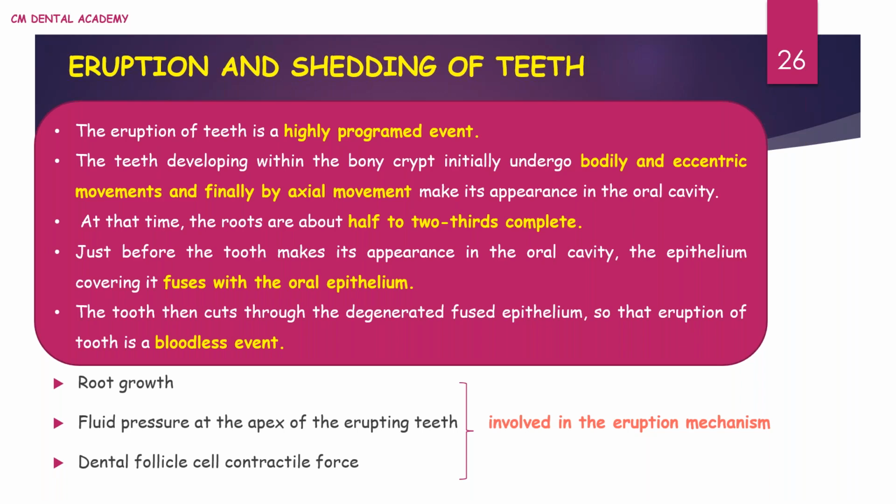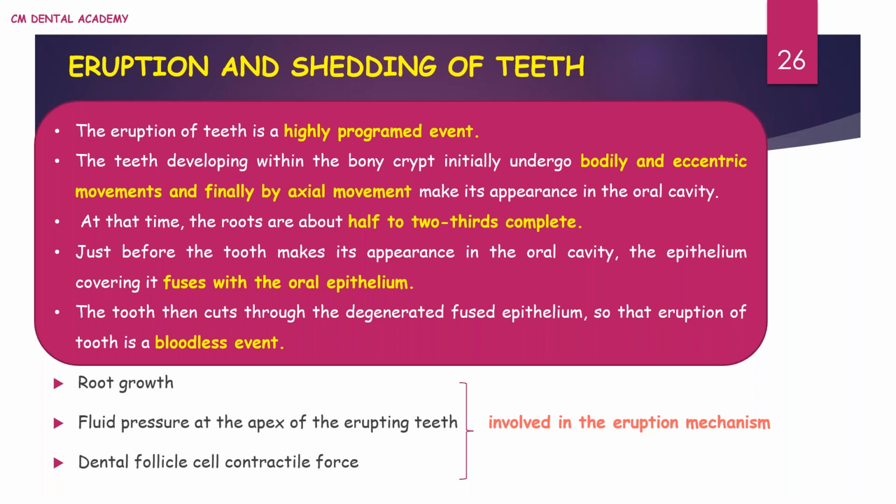At that time, the roots are about half to two-thirds complete. When the crown formation is complete and root formation is almost half or two-thirds complete, the teeth start showing bodily and eccentric movements. Just before the tooth makes its appearance in the oral cavity, the epithelium covering the tooth above fuses with the oral epithelium. The epithelium covering the tooth above sometimes undergoes degeneration. So it makes a way for the eruption of the tooth, which is a bloodless event.